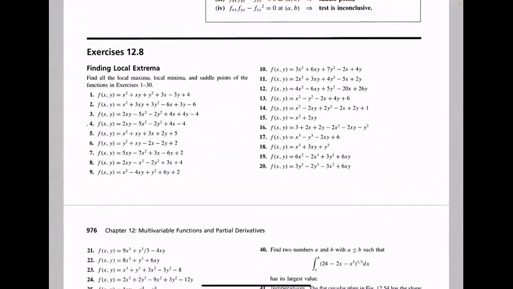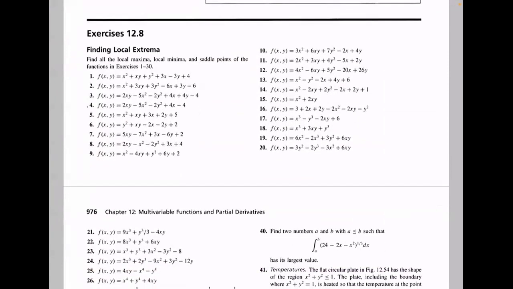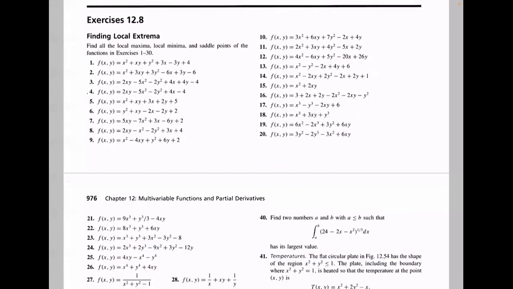This is question number 15. Similarly, you can try all other questions also. Now, next question I am doing is question number 21, okay? Question number 21: (9x cube plus y cube) upon 3 minus 4xy, okay?